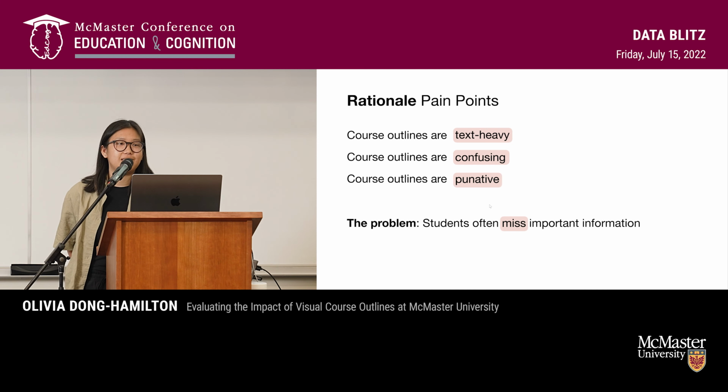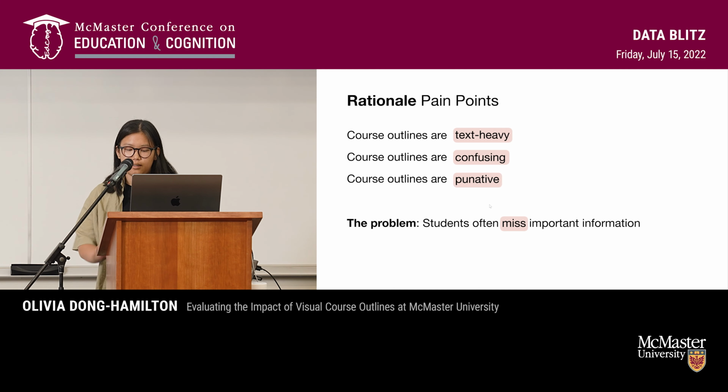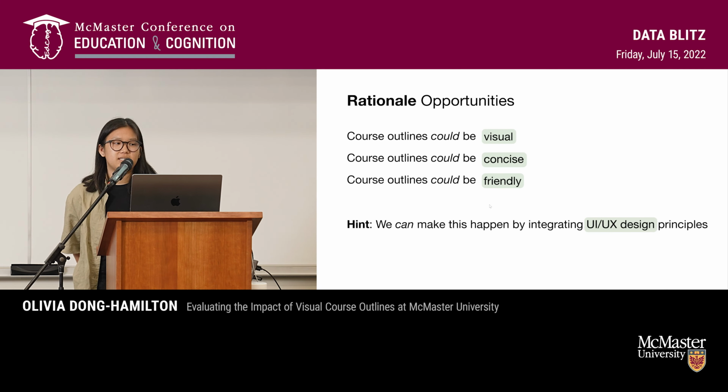The research shows that there are fundamental issues with the current state of course outlines. And these can be summarized into 3 main pain points. Course outlines are text-heavy, confusing, often punitive. If you don't submit this assignment, you will fail. And this creates a problem, and it's that students often miss important information on these course outlines. But they don't necessarily have to.